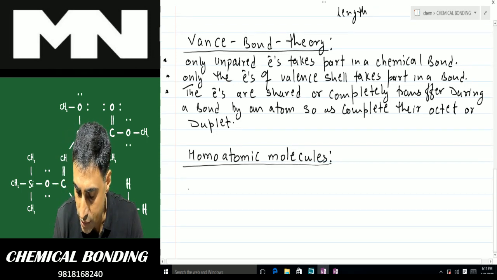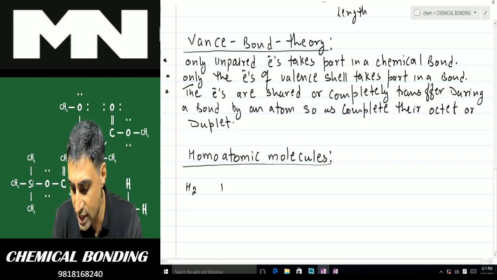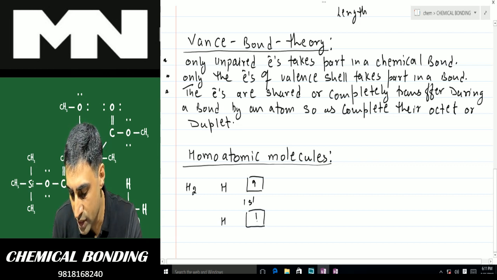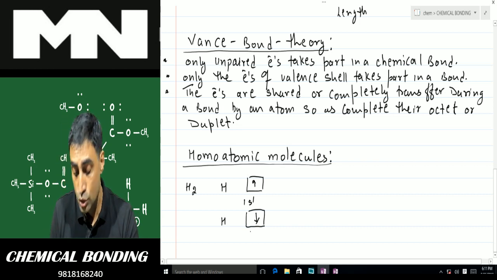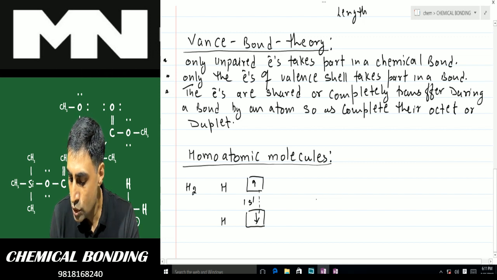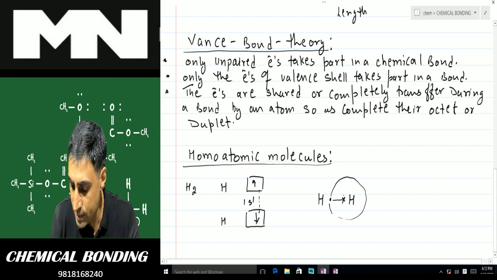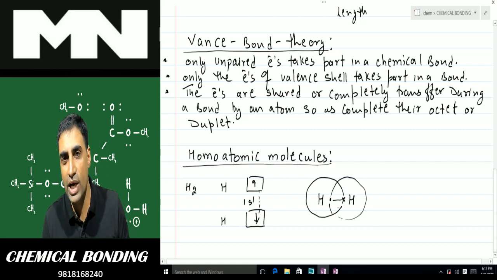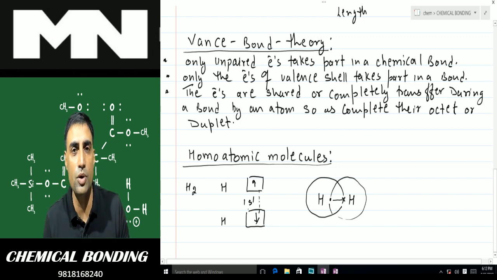Now suppose I'm talking about the hydrogen molecule. The electronic configuration of hydrogen is 1s1, which is like this. Another hydrogen again has electronic configuration 1s1, but the spin of the electron is in the opposite direction. So these electrons will be shared so as to form a bond. If I draw the structure, here I have hydrogen with an unpaired electron, here another hydrogen with another unpaired electron. A bond is formed, the duplet of one hydrogen is completed, and likewise the duplet of the other hydrogen is completed. This molecule fulfills all the conditions of valence bond theory: only unpaired electrons take part in the chemical bond, only the electrons of the valence shell take part, and the electrons are shared so as to complete their duplet.